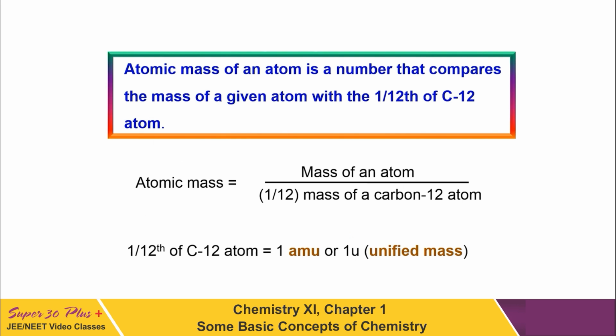So what is atomic mass? How can we define it? The atomic mass of an atom is the number that compares the mass of a given atom with 1/12 of the carbon-12 atom. In terms of a formula, atomic mass is the mass of an atom divided by the mass of a carbon-12 atom multiplied by 1/12. And 1/12 of one carbon-12 atom is 1 AMU or 1 u, as I told you, unified mass. So this is how we calculate the atomic mass.